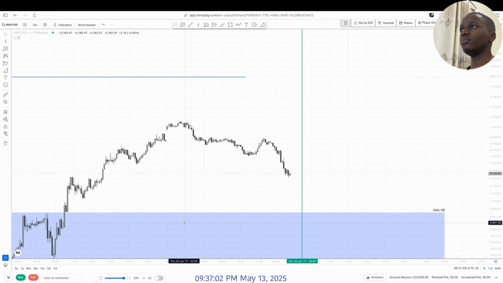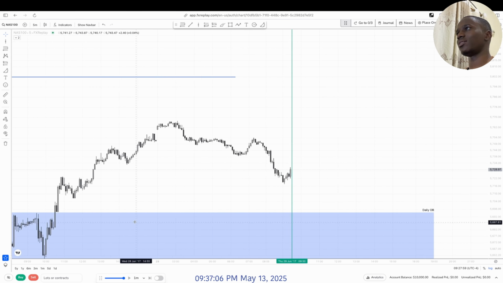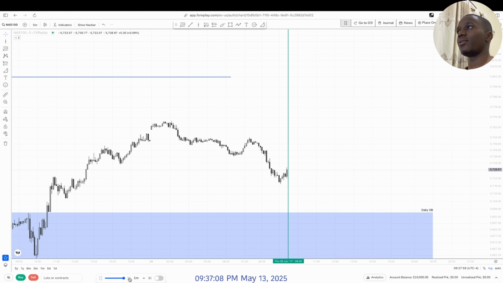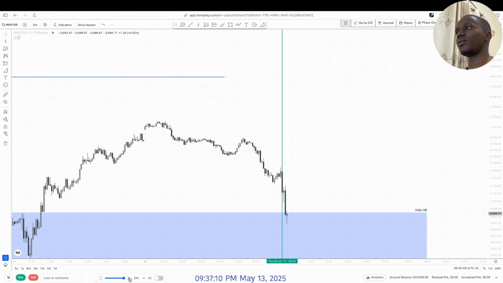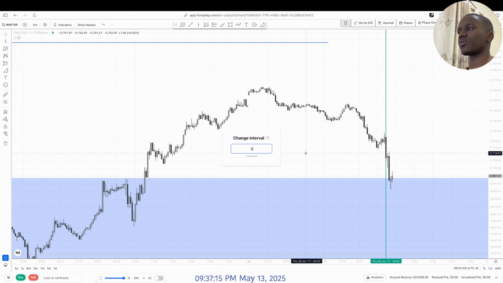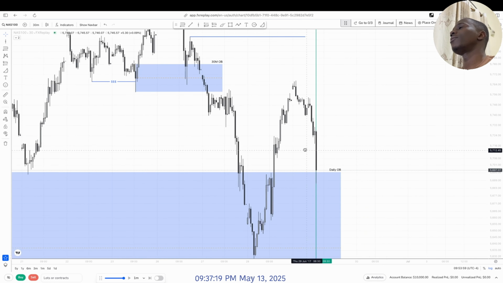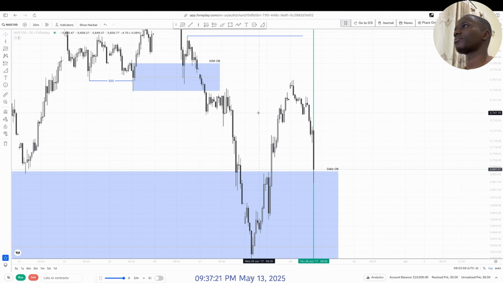So we dropped, which means that OB wasn't strong enough, and by the New York Open we dropped even more. So on our wider view, we can see that we took out this high, we shifted in structure, and might be expecting to drop.